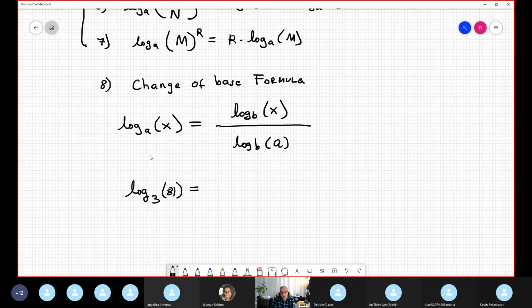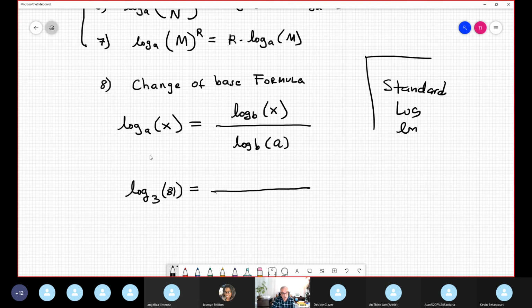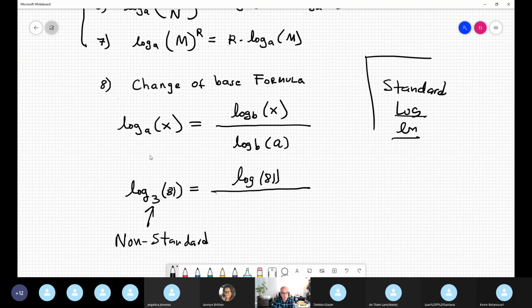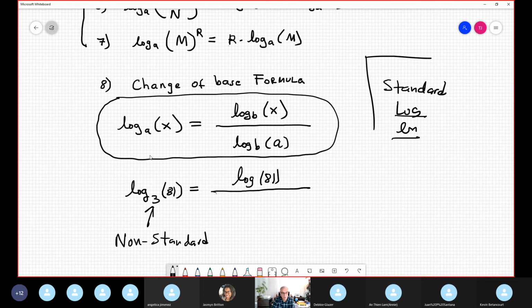But on the calculator, unfortunately, we have only a standard logarithm, LOG or LN. Well, you convert the non-standard base 3 to a standard case, LOG or LN. And you put in a calculator, LOG of 81, it's the same number here. We can call it x in the formula, no? This is my formula. Divided by LOG of 3. And you put in a calculator. I want to show you how, next class, Wednesday.